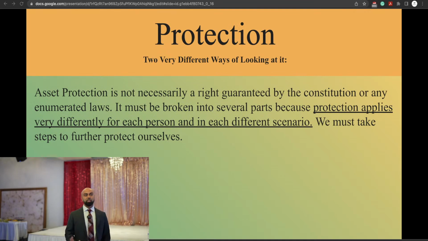Now, asset protection is not necessarily protected specifically in law. There's no specific laws that go to, hey, this is how you protect your assets. There are a number of tools out there, and there are a number of ways that you can do that. And many of these ways actually protect your privacy as well.